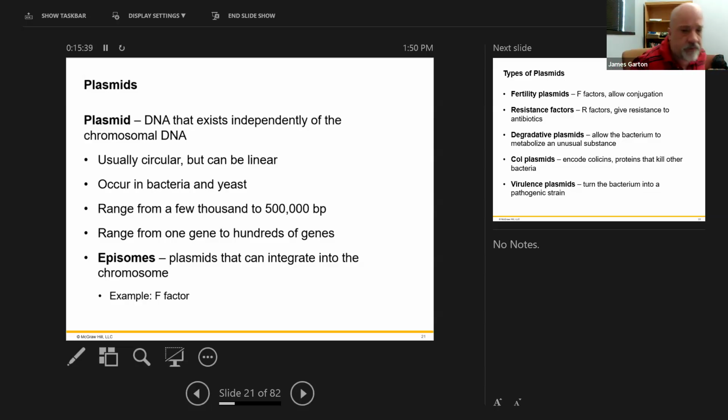And they range in size and the number of genes they have. Maybe a gene, maybe a couple of genes, maybe 100 genes. And there's a special type of plasmid. It's called an episome. And this plasmid can integrate into the bacterial chromosome. And an example of an episome is an F factor.